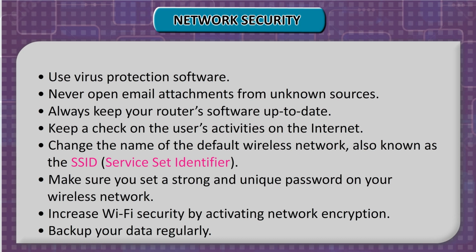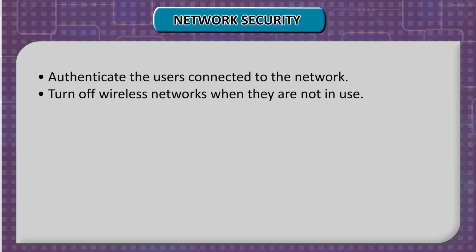Use virus protection software. Never open email attachments from unknown sources. Always keep your router's software up to date. Keep a check on the user's activities on the internet. Change the name of the default wireless network, also known as the SSID, Service Set Identifier. Make sure you set a strong and unique password on your wireless network. Increase Wi-Fi security by activating network encryption. Back up your data regularly. Authenticate the users connected to the network. Turn off wireless networks when they are not in use.